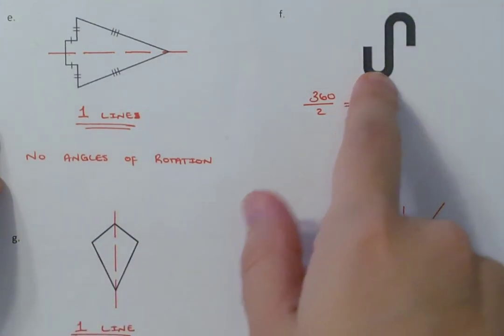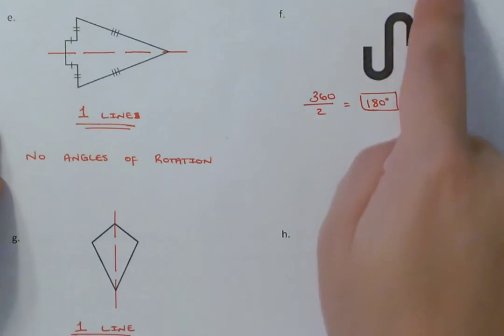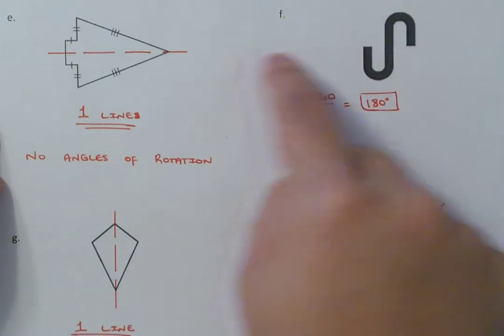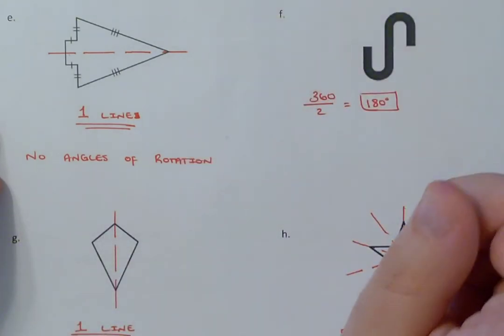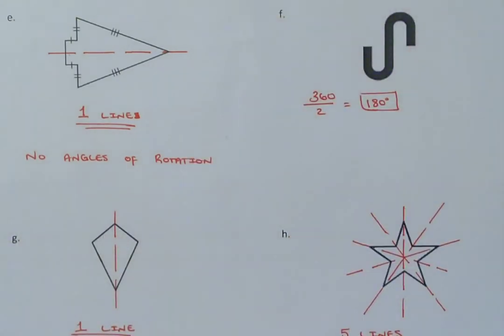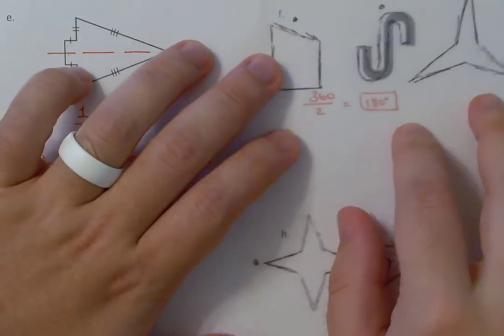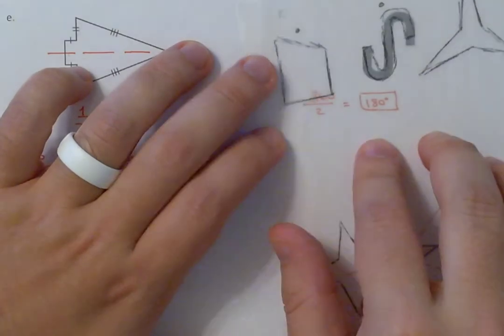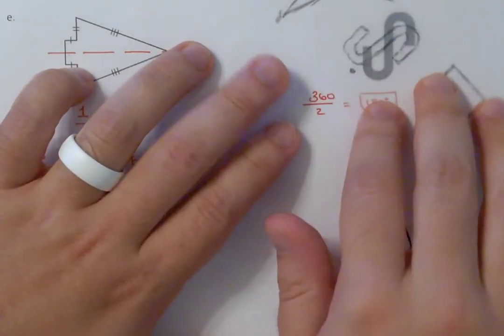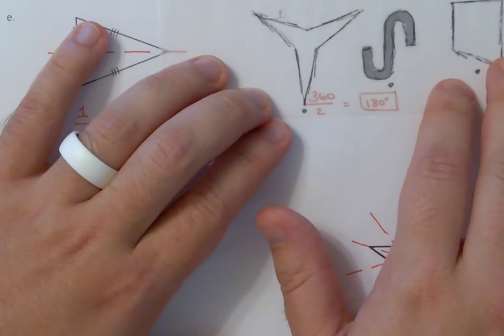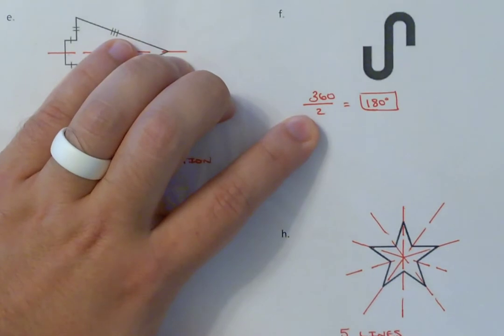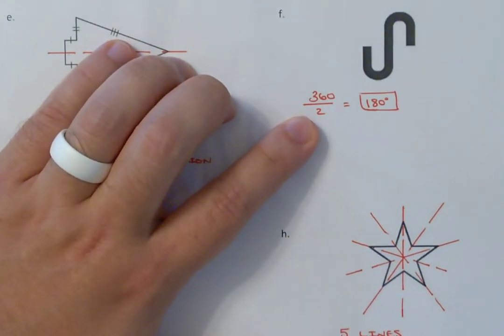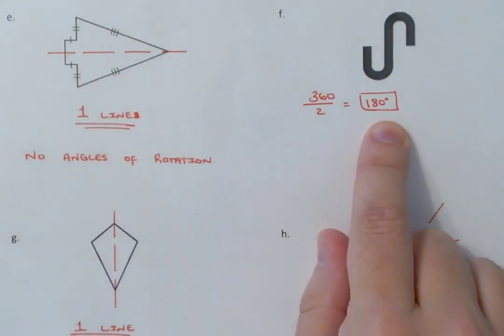For F, there are no lines of symmetry because there's no way that I can cut this shape in half to get it to fold back on the other half. But when I go through and rotate it, and this would be using your tracing paper or parchment, whatever, if I rotate this shape, when I get halfway through, I do get it to match back up on itself. So my order in this case is 2. So we do 360 divided by 2, and we end up with 180.